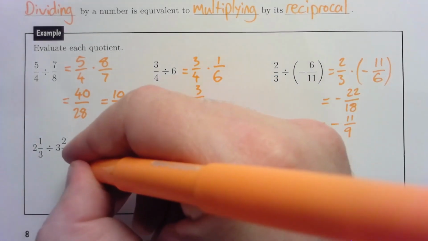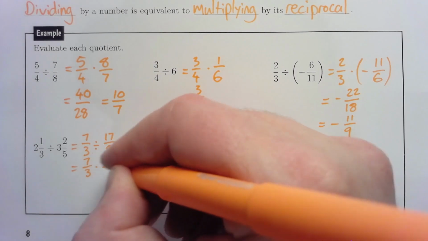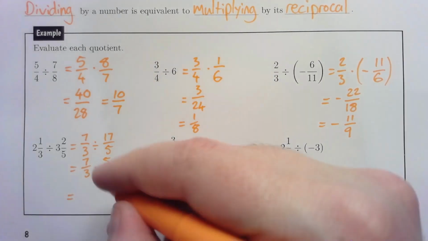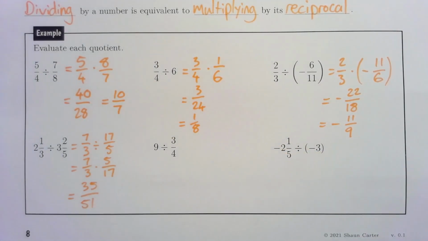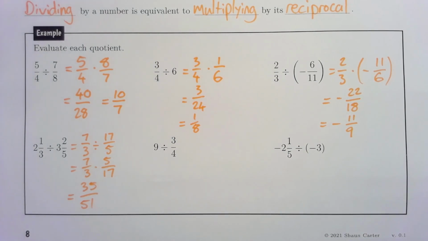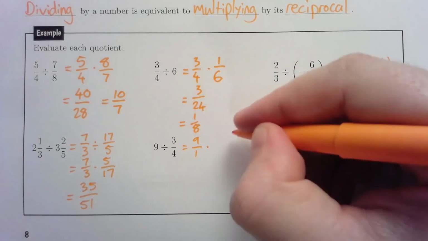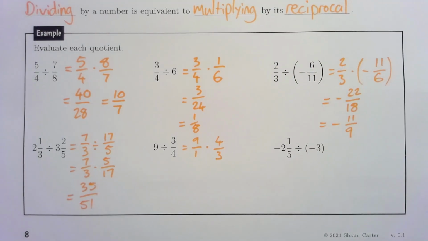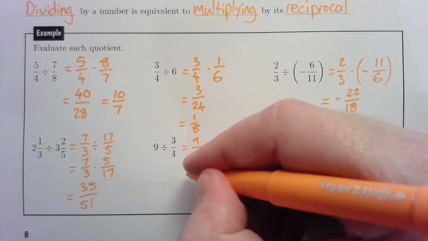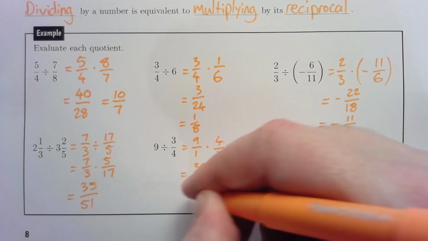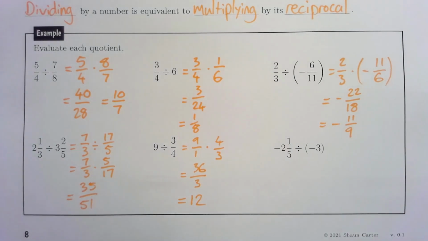Changing this to multiplication, we have 7/3 times 5/17, which is 35/51. 9 divided by 3/4. We can write the 9 as a fraction as 9 wholes, or 9/1, times the reciprocal of 3/4, which is 4/3. We get 36/3, which simplifies to the whole number 12.